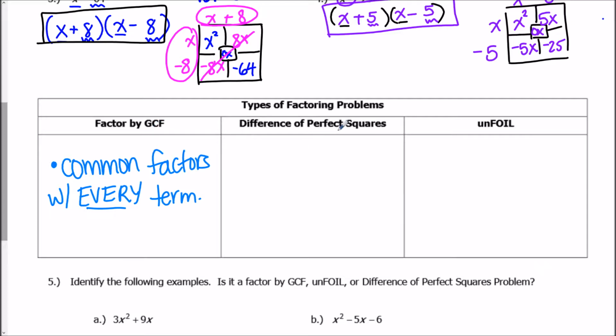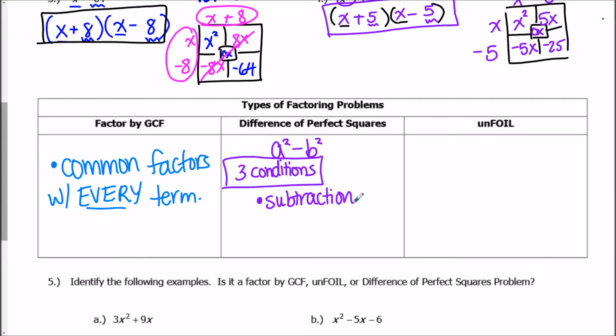If it's not, then we're going to try to look at a difference of perfect squares. So in order for it to be a difference of perfect squares, remember it's a squared minus b squared. So there are 3 conditions that have to happen. Okay? The first condition is that it has to have subtraction. If there's no subtraction, then it doesn't work. The second condition is there have to be 2 terms, okay? And then the third condition is that it has to have perfect squares, so numbers that you can square root.